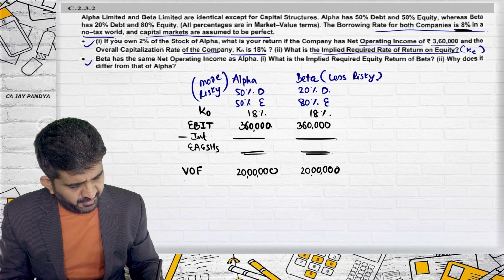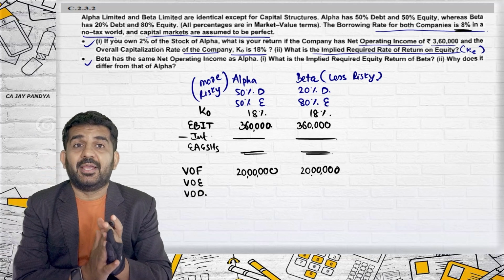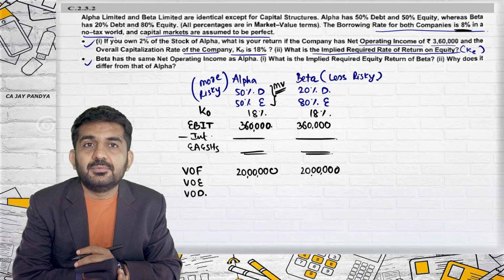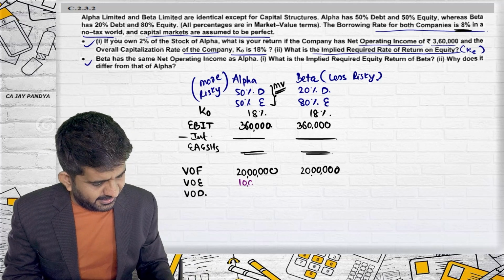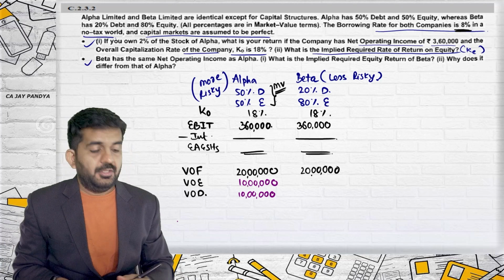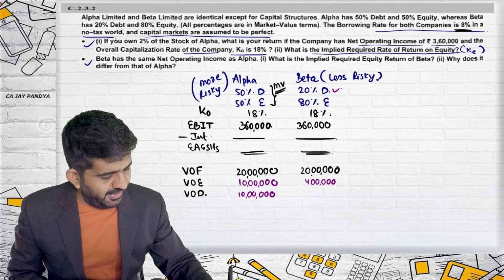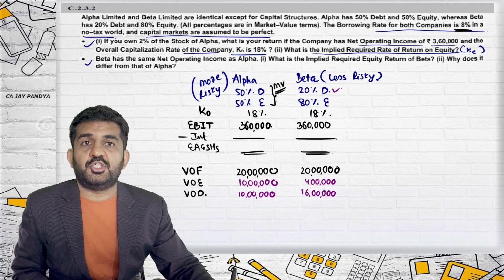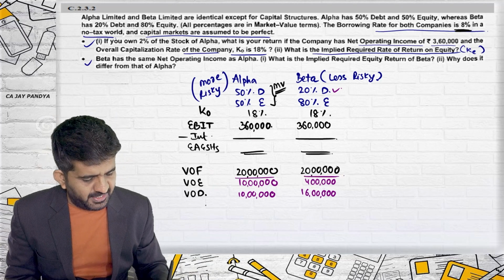Can we find out value of equity and value of debt? The answer is yes. Why? The percentages which are given are of market value. In this, the 50-50 percentage, your value of equity would be 10 lakhs and value of debt would be 10 lakhs. In this, your value of debt would be 4 lakhs and value of equity would be 16 lakhs, that is, in the ratio of 2:8. In the other it will be equal ratio. So I am having value of equity, value of debt, and value of firm.